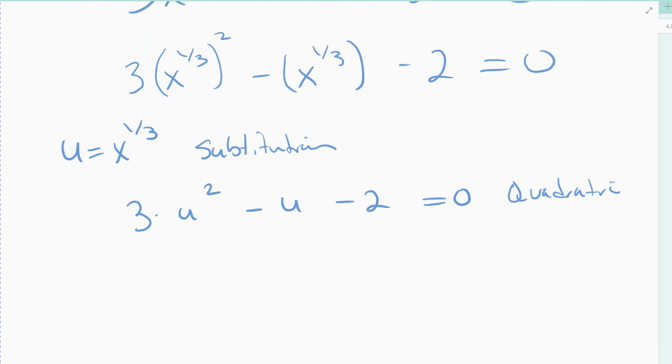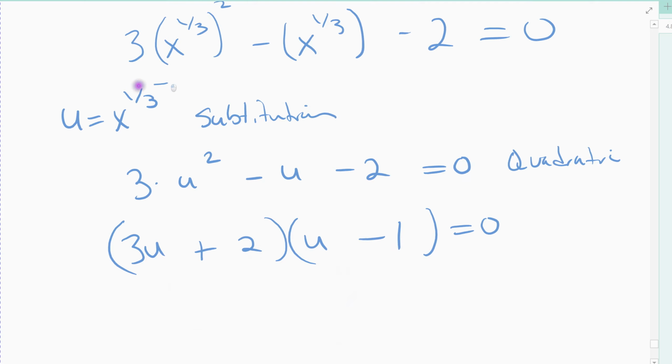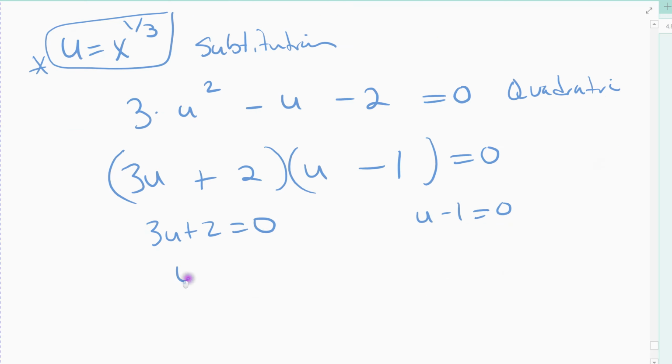Factoring is probably the best way, because 3 is a prime and 2 is a prime, so they split up fairly nicely, so I'm going to do it by factoring, right? 3u and u will give me my u squared, and then I just have to figure out my negatives. Well, if I do plus 2 minus 1, that'll give me a negative 3 and a positive 2, and it checks. So 3u plus 2 equals 0, and u minus 1 equals 0. And so I get u equals negative 2/3, and I get u equals positive 1.